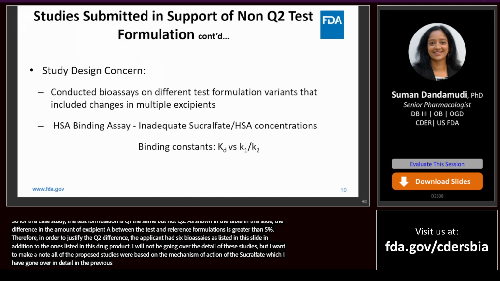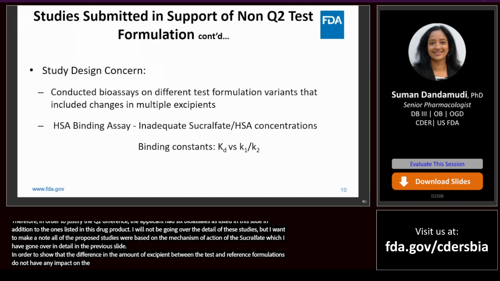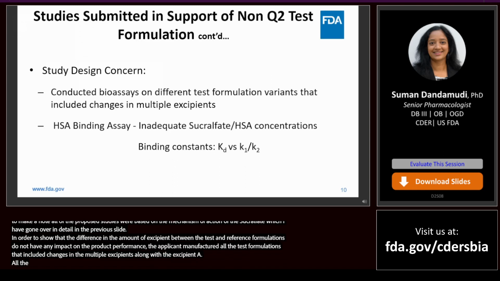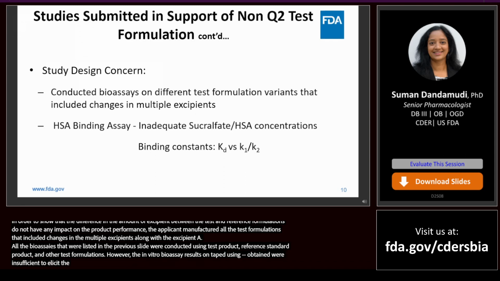In order to show that the difference in the amount of excipient A between the test and reference formulations does not have any impact on the product performance, the applicant manufactured altered test formulations that included changes in multiple excipients along with excipient A. All the bioassays that were listed in the previous slide were conducted using the test product, reference standard product, and altered test formulations. However, the in vitro bioassay results obtained using these altered test formulations were insufficient to mitigate the BE concerns of Q2 differences due to the confounding factor of varying other excipients simultaneously.